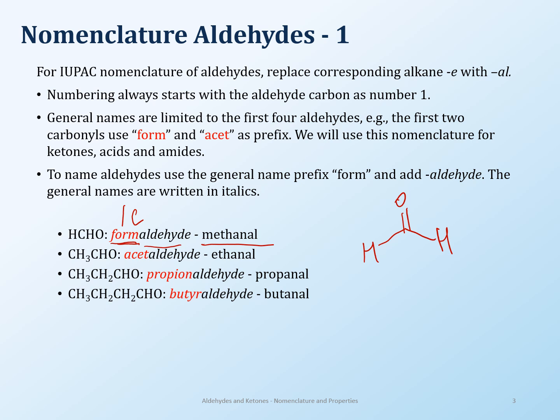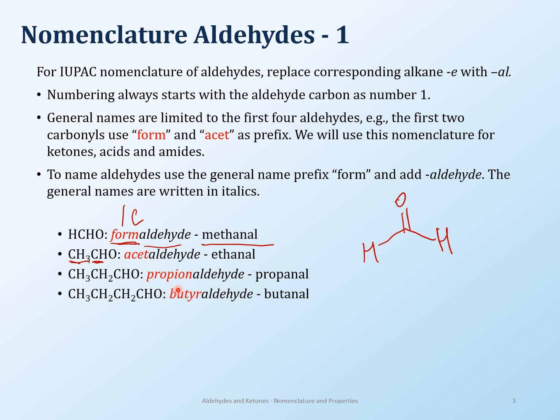Now the next aldehyde is acetaldehyde. Acetaldehyde stands for the 2 carbons that you will have there. So that's the acet, 2 carbons. So acetaldehyde, or the IUPAC name is ethanal, for this. So I think you get the idea of what I'm trying to convey to you.